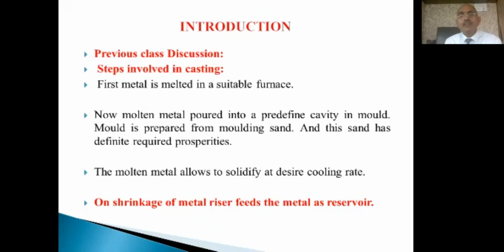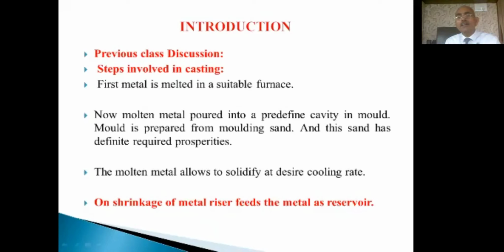When metal will shrink, after shrinking, the level in the cavity of the metal will become lesser. See, if the level was supposed up to here, if it has become less up to here, now your dimension is reduced. Because of this reducing dimension, dimensional accuracy is lost.